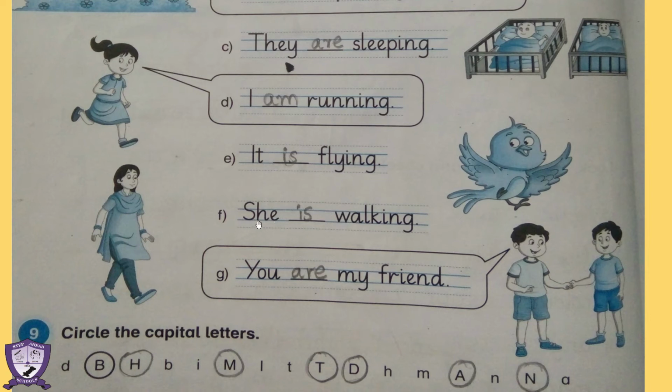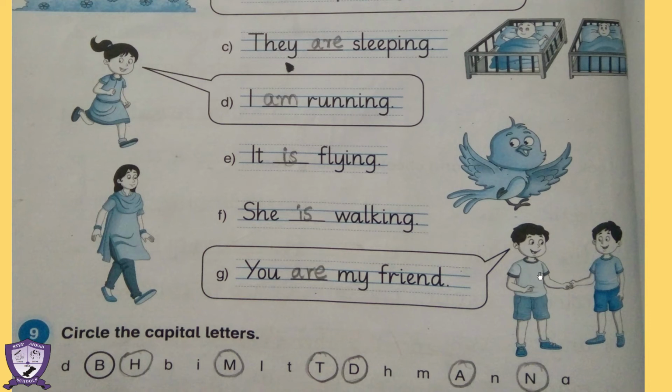Next sentence. She dash walking. What is she doing? She is walking. She are walking? No. She am walking? No. She is walking. Is. So we have to write is in this blank. She is walking.